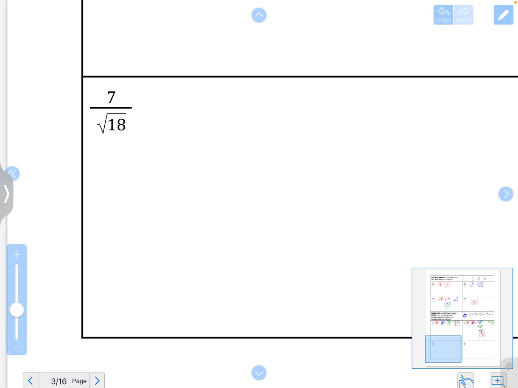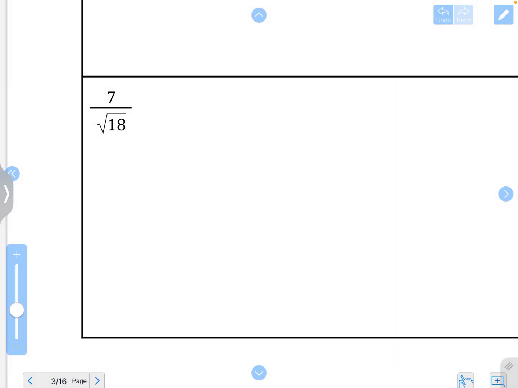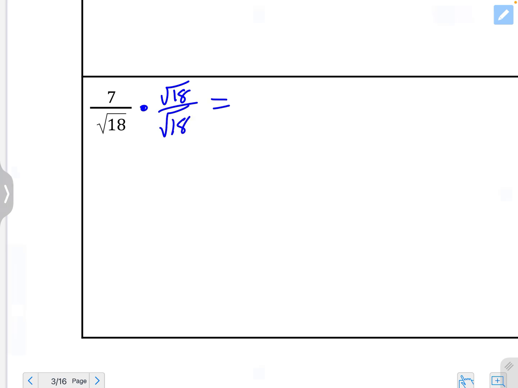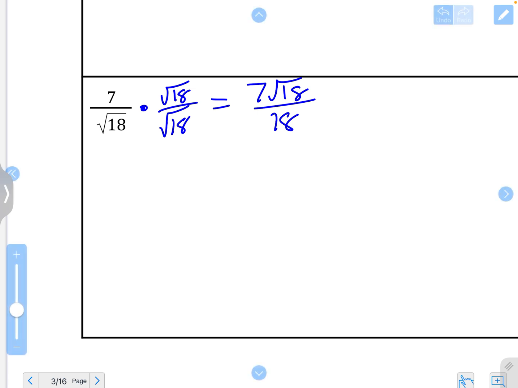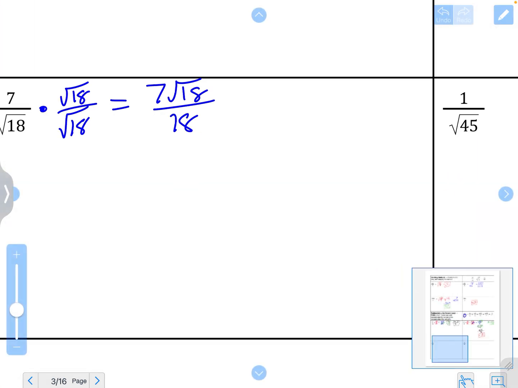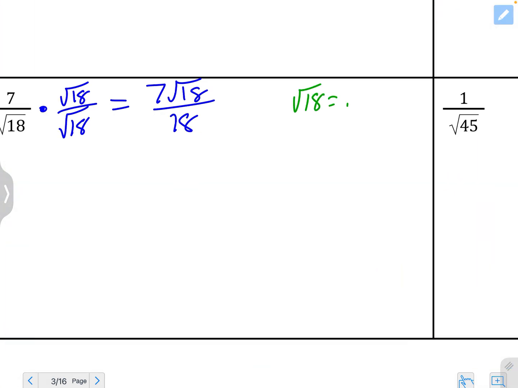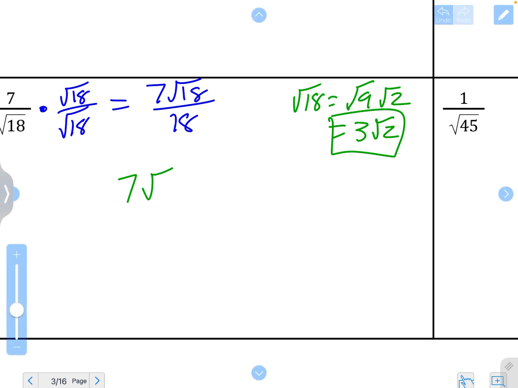All right, so now we have 7 over the square root of 18. So I'm going to go square root of 18 times square root of 18, and then it just leaves us with 18. But again, I know that I can simplify the square root of 18. I know I can divide it by 9, which leaves me with 2, which means I have 3 square root of 2. So I'm going to plug that back in where the square root of 18 was.